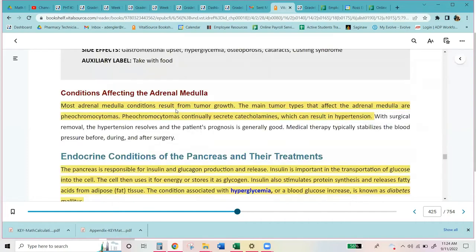Most adrenal medulla conditions result from tumor growth. The main tumor types that affect the adrenal medulla are pheochromocytomas, which continually secrete catecholamines, which can result in hypertension.